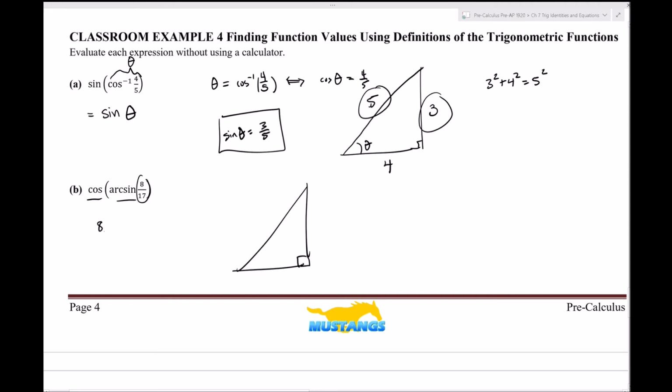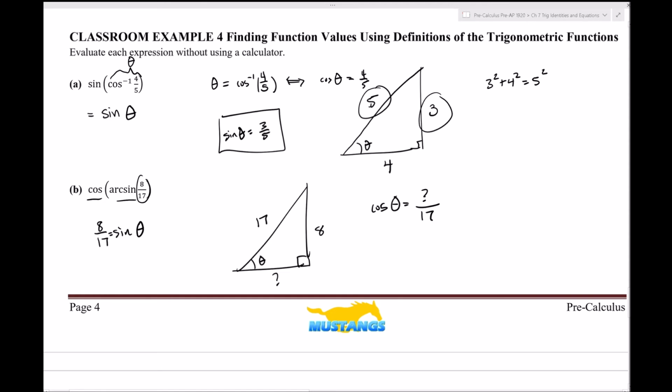8/17 is the value of sine of the angle theta. So if theta is an angle, sine of that angle is 8/17. I'm going to call this theta. Sine is opposite over hypotenuse. So then we want the adjacent for cosine. So cosine is literally just equal to the adjacent over the hypotenuse, 17 in this case.